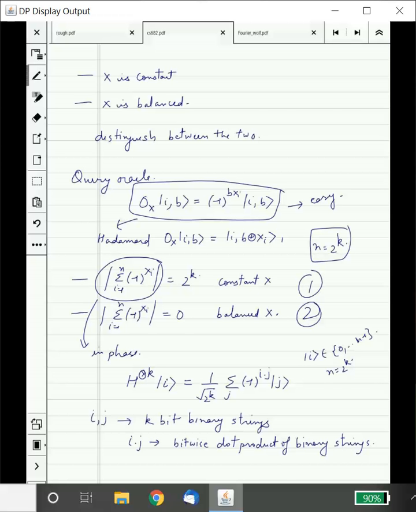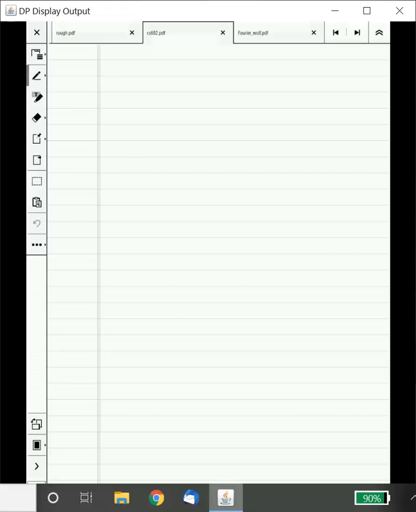Let's talk about, given this equation, the action of Hadamard on 0. This is 1 by root 2 to the k, summation over j, j equal to 0 to n minus 1. What it says is that Hadamard spreads the amplitude equally when applied to 0.